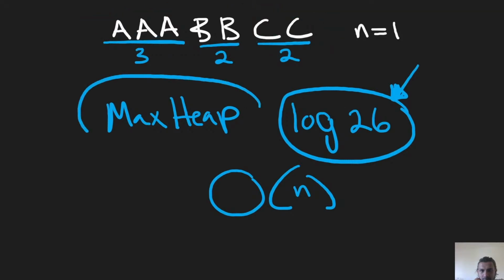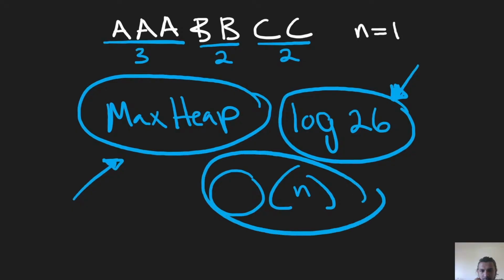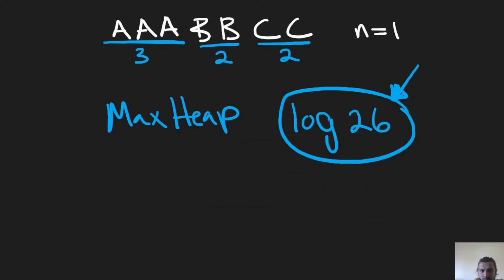And we're going to be popping every value from our max heap and adding every value to our max heap. So the time complexity is going to be big O of n. That's also going to be the memory complexity. But now to the actual algorithm itself.